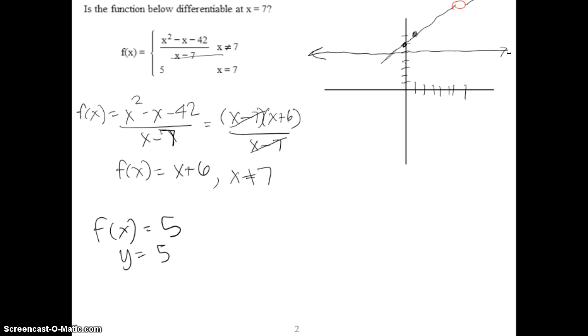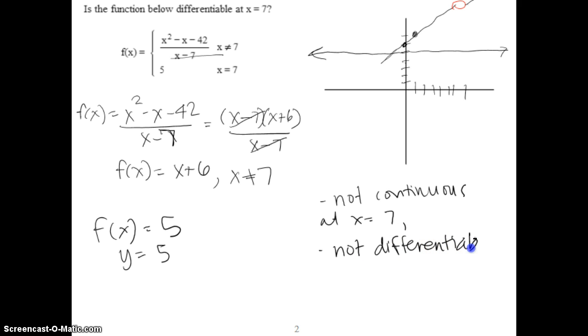So if we're asked if this function is differentiable at x equals 7, do you see that not only is this graph not continuous at x equals 7, it's also not differentiable. Remember, for a function to be continuous at x equals 7, that means you would not have to pick up your pencil at x equals 7. And when we're drawing this line, we get to x equals 7, we pick up our pencil to skip over x equals 7. So that disqualifies it from being continuous.